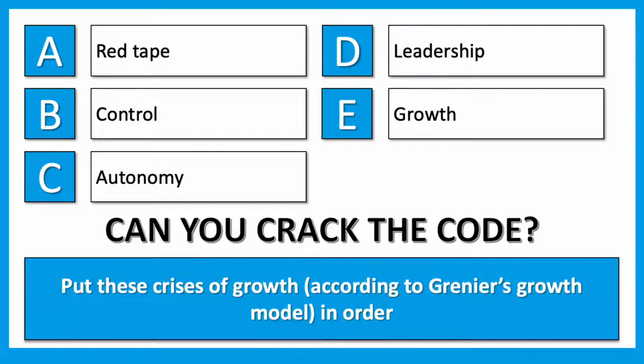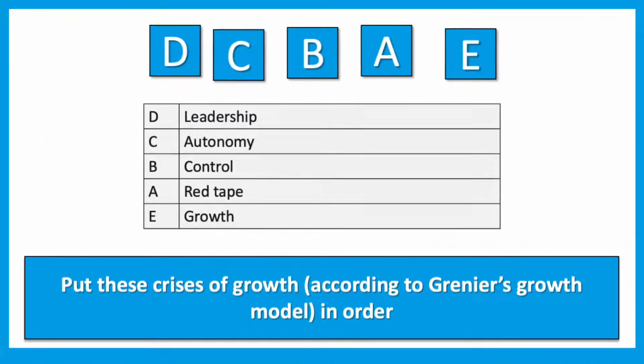So according to Greiner's growth model, put these crises of growth in order. What do we think? Some valuable information there from Jim in the chat window. This appears to be proving slightly more challenging, judging by the inactivity in the chat window. Let's have a look. I think we may have cracked the case.